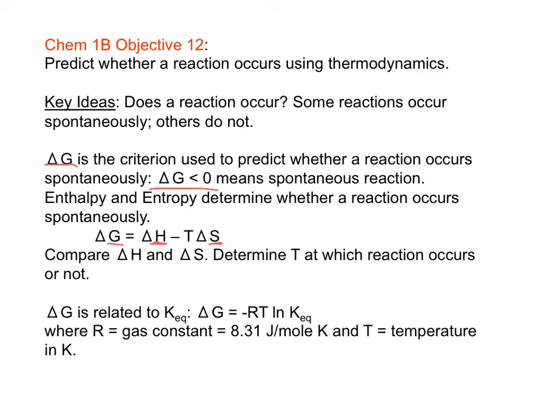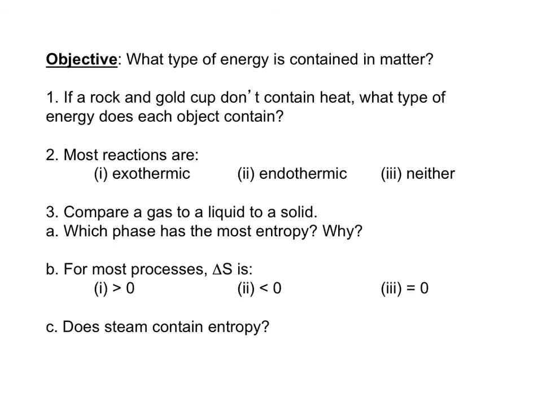We can also relate delta G to the equilibrium constant. If KEQ is large, that is, a lot of products form, that means delta G should be less than 0 and the reaction occurs spontaneously. To help us predict whether a reaction occurs, we want to identify what type of energy is contained in matter. So stop the video and see if you can answer these questions. We will answer each question during the video.